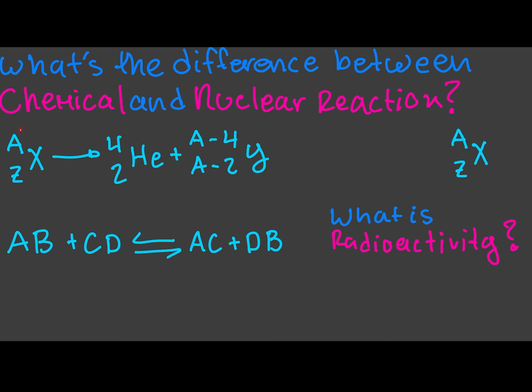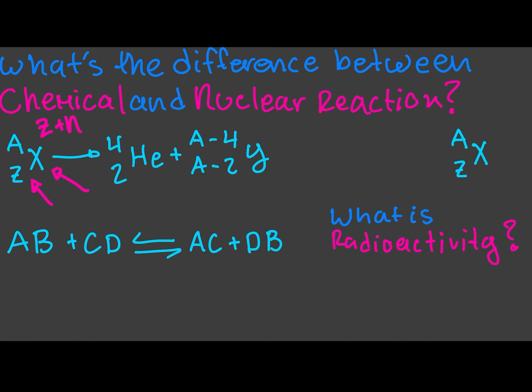alpha particle decay. We can see right here we have A, which represents the mass number of the particle. That's going to be Z, which is protons, plus N. Then we have Z, the number of protons, and then we have the identifier of the element, represented here as X.